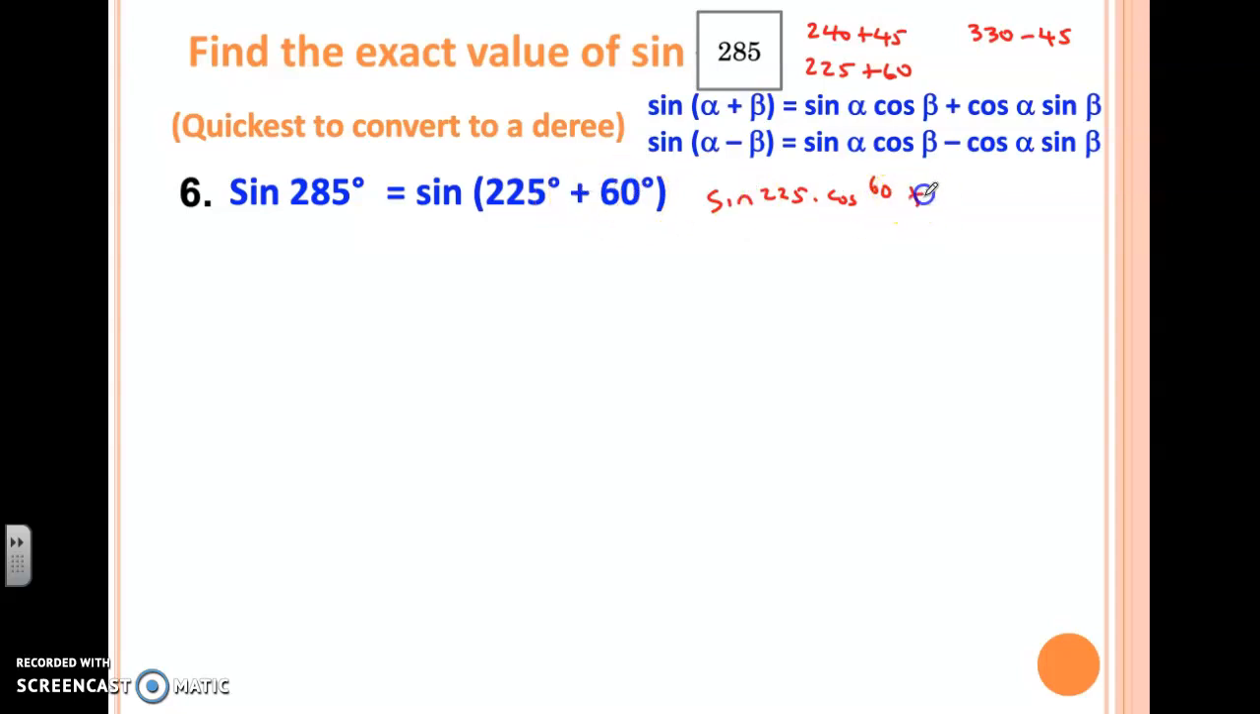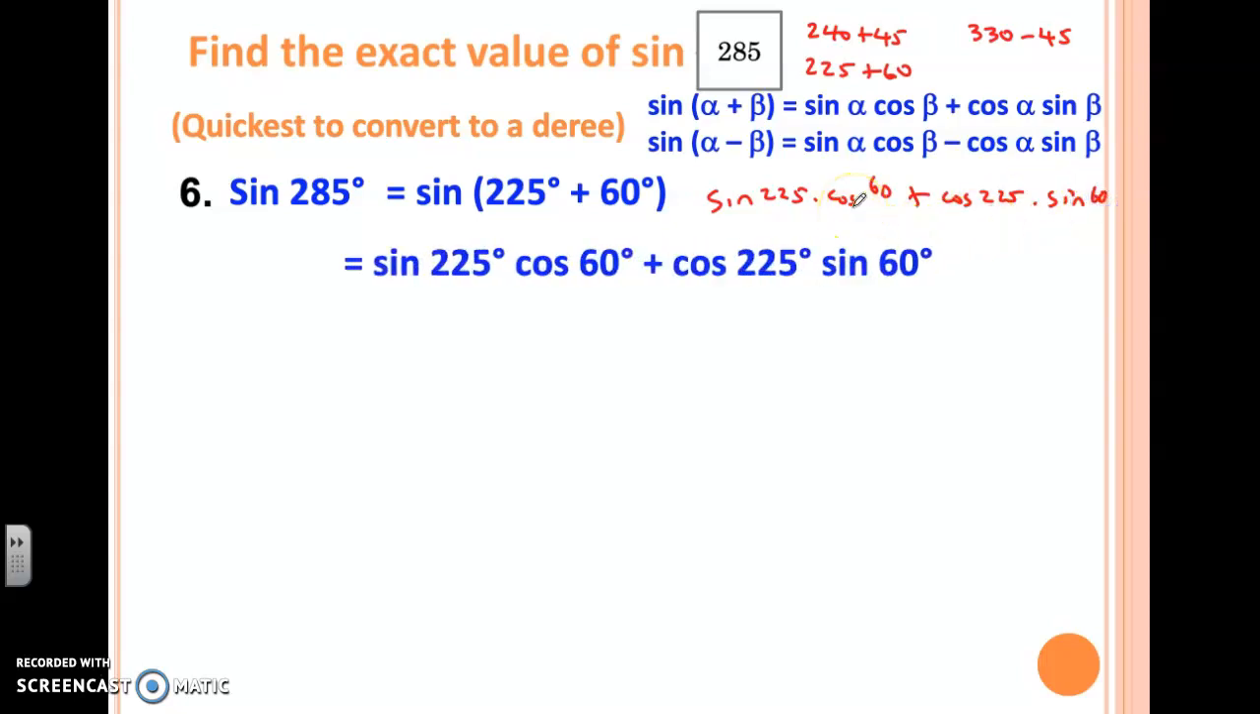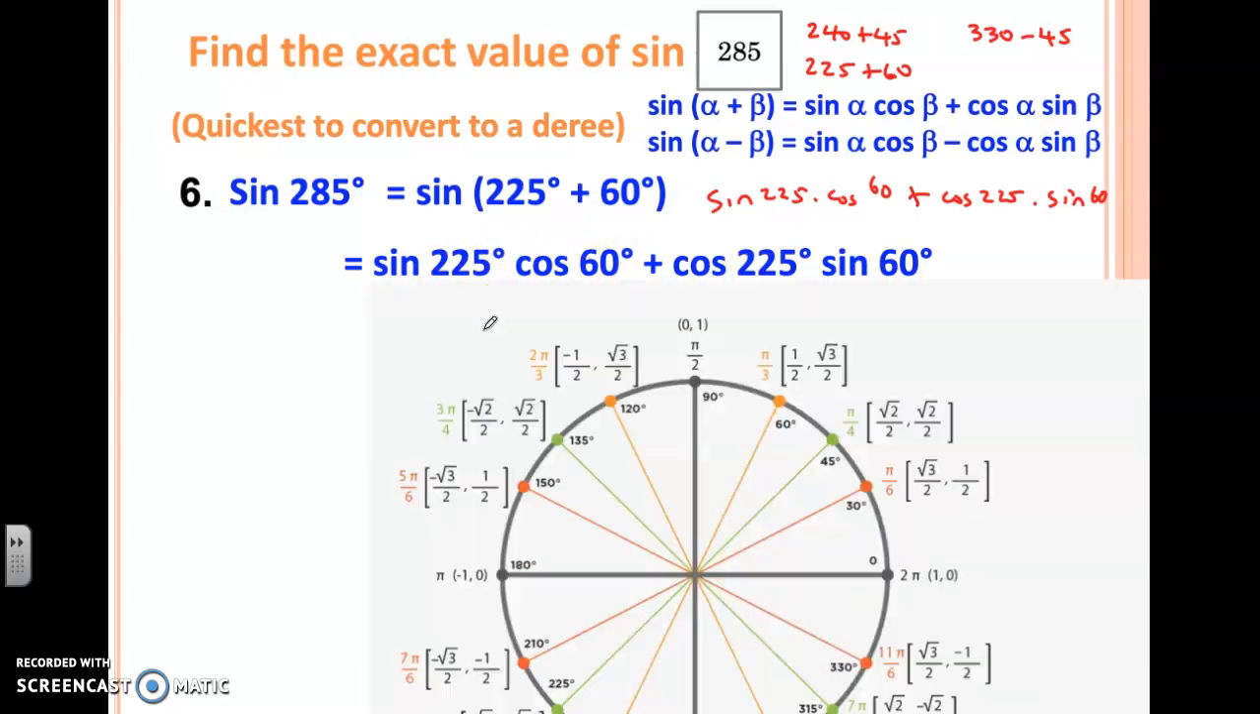Same sign. Okay? And now what I do is I flip the sine for cosine, and I flip the cosine for sine. All right, and I go from there. Sine 225 cosine of 60, plus cosine 225 times sine of 60. And now I'm going to solve this. Again, you should know this, if not, unit circle.